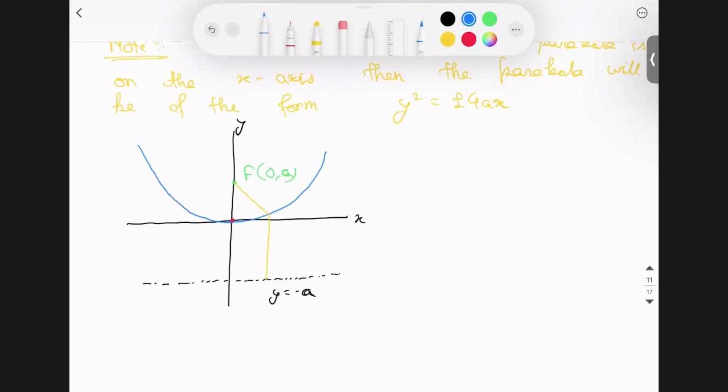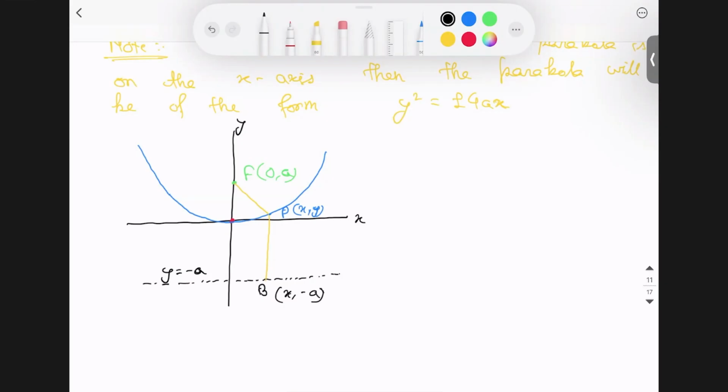This point we can represent as P. This is our B. So B has a coordinate. If P has coordinate (x, y), then B has coordinate (x, minus a).